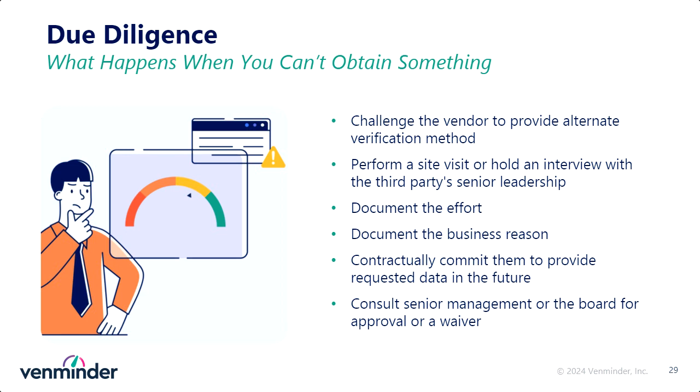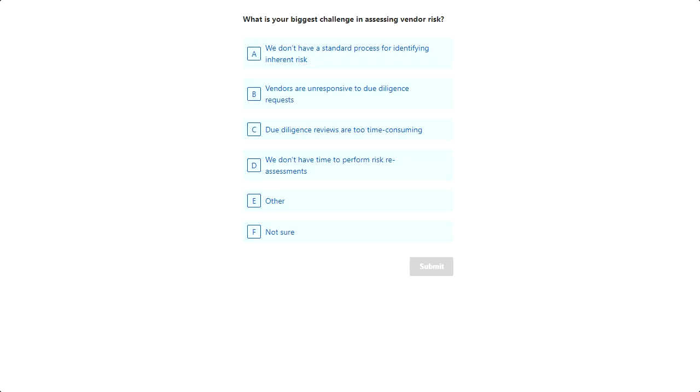And this brings us to our second poll question of the day. Our second poll question of the day is, what is your biggest challenge in assessing vendor risk? We don't have a standard process for identifying inherent risk. Vendors are unresponsive to due diligence requests. Due diligence reviews are too time-consuming. We don't have time to perform risk reassessments, other, or not sure. Christina, I have another question here that we can answer from the audience.